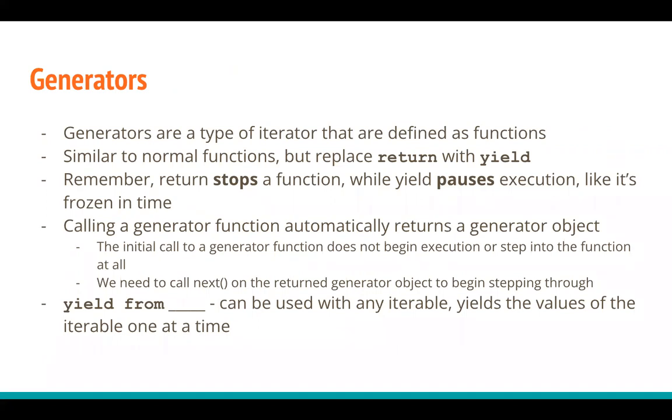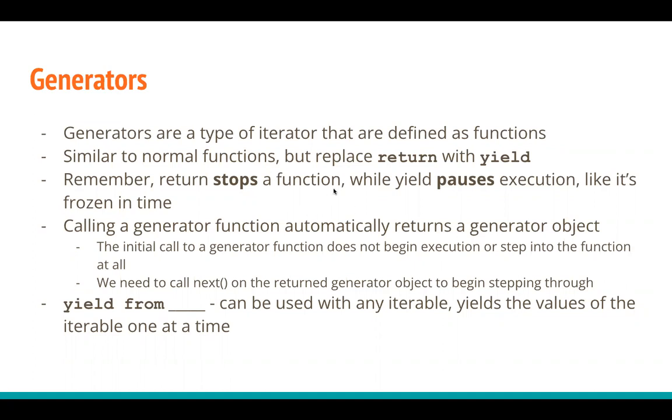This is tricky when it comes to questions that have a line that may error after a yield statement within a generator function. So just be really careful when you're looking at where the yield statements are and what exactly is actually being evaluated. Calling a generator function automatically returns a generator object.